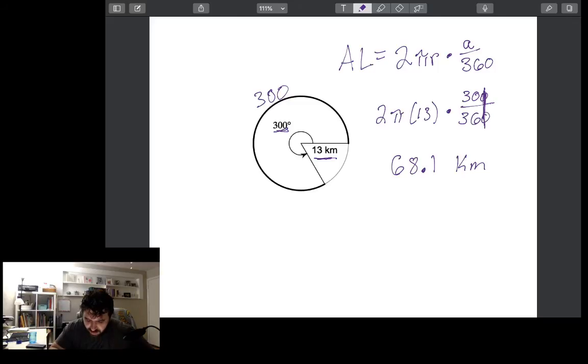And that pretty much also should make some sense. That's going to be most of our 2 times pi times 13, so 26 times 3, somewhere in the 75 to 80 range. So that should make sense. It's most of that distance.